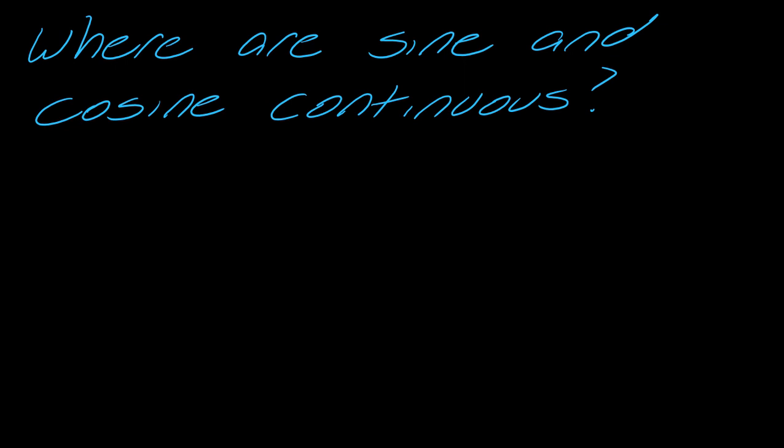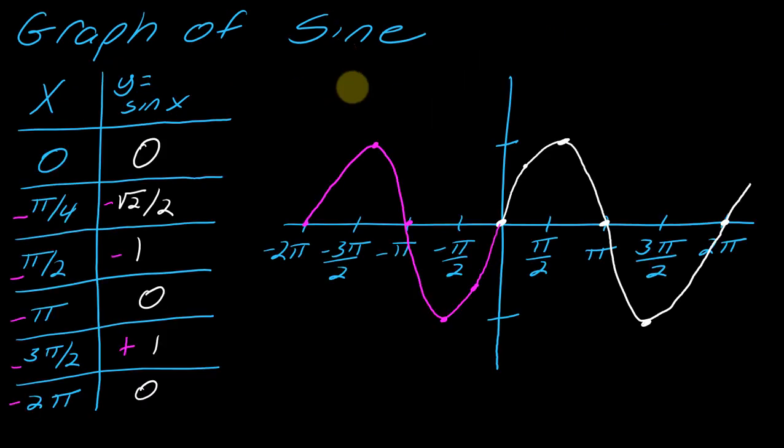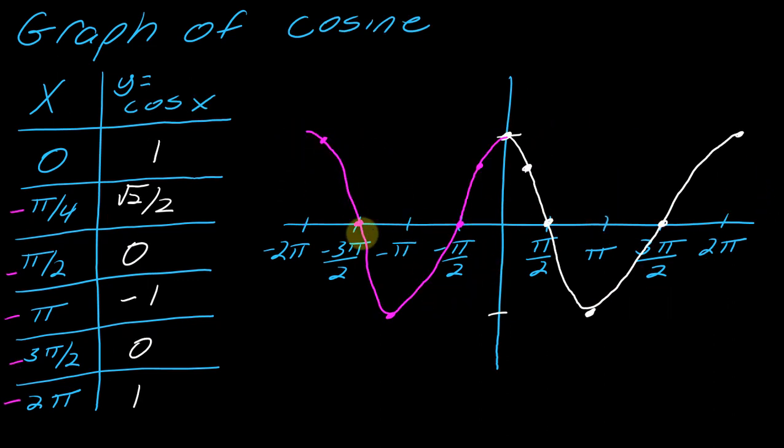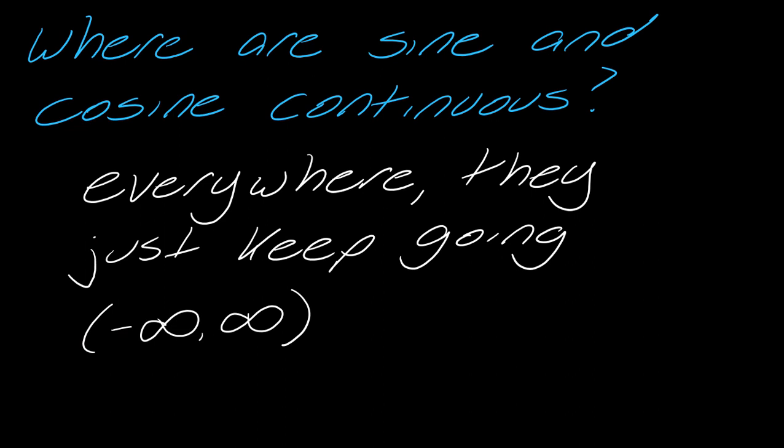So where are these graphs continuous? The idea behind continuity is that I should just be able to trace it without ever picking up my pencil. So could I just continue to trace this wave, or could I continue to trace this wave and just go on forever without ever having to pick up my pencil? Yes, I can. So we say that the graphs are continuous everywhere. They really just keep going. So they're continuous from negative infinity to infinity. That's the mathematical way of saying everywhere.